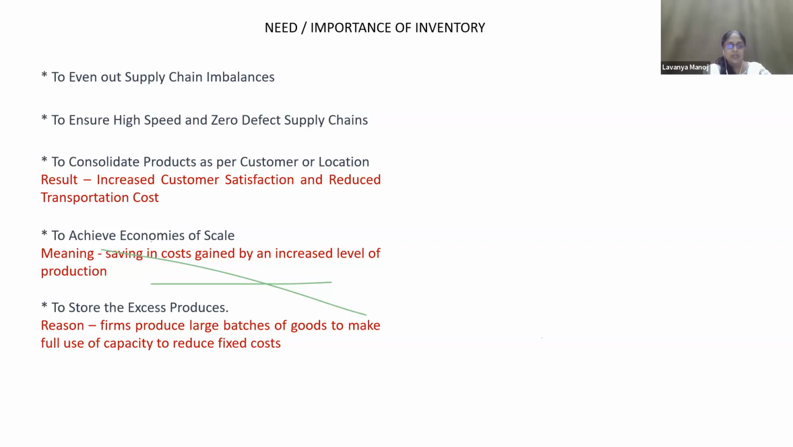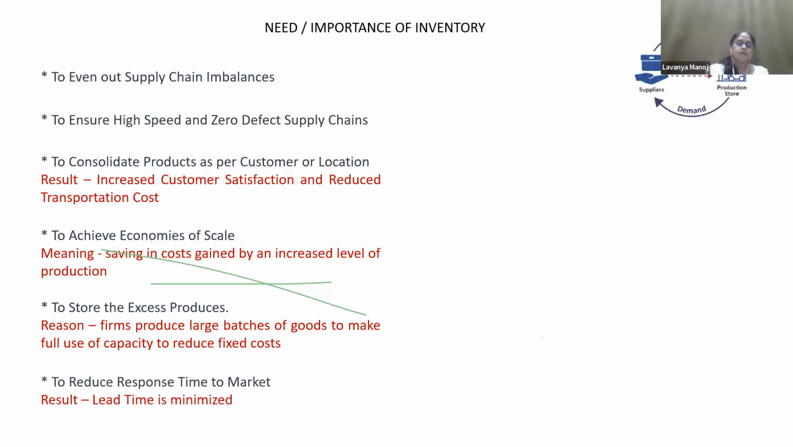What happens in case there is no raw material in another few days? What happens to my production? So in that case also we have to procure more. So more procurement, more production. More production, more stock, more inventory. So where will you keep that inventory? Obviously in the inventory storage unit or in the warehouse. The next reason is to reduce response time to the market.